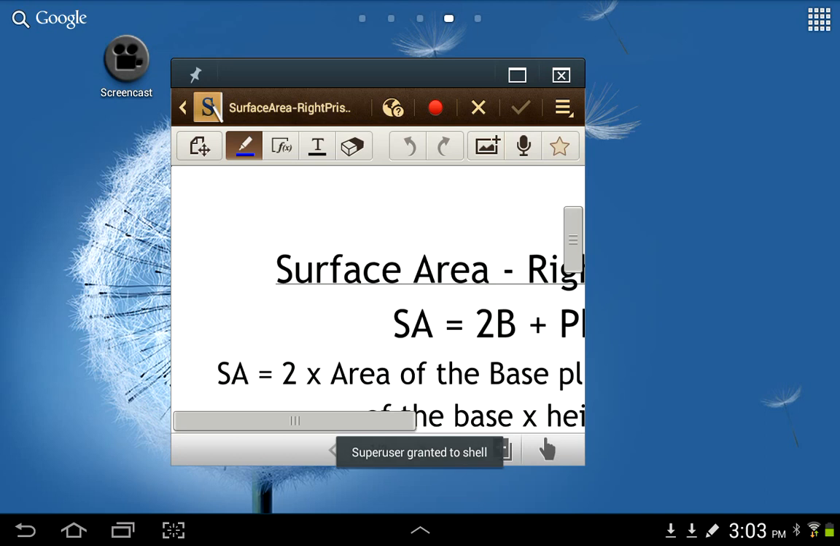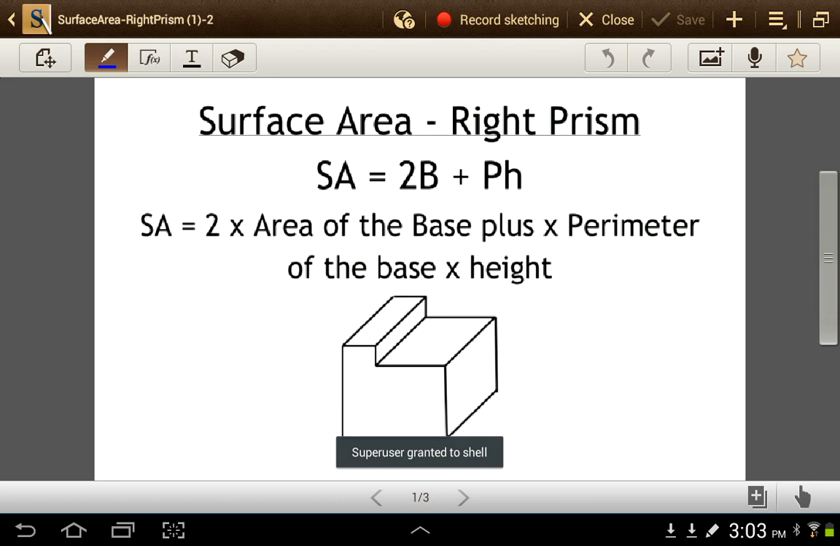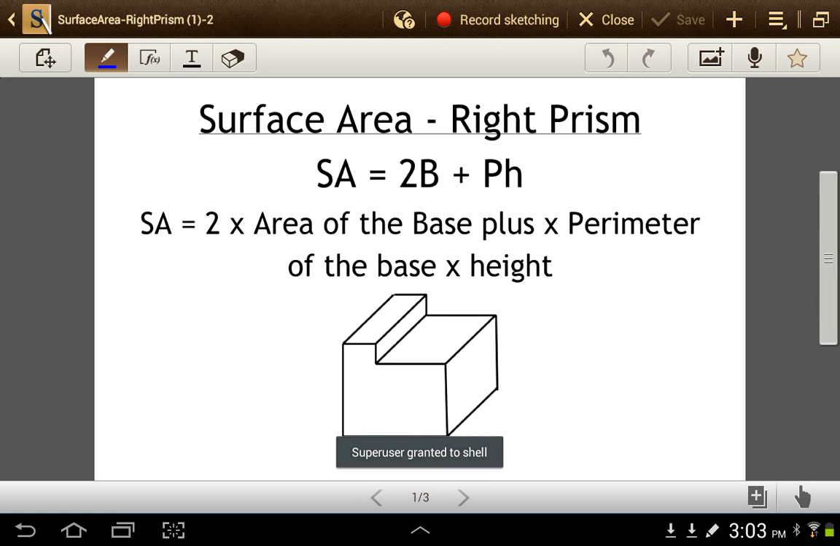Okay, let's talk about surface area of right prisms. This works for any right prism. Our surface area is going to be 2B plus Ph, so that means 2 times the area of the base plus the perimeter of the base times the height. So we don't need that extra multiplication there.